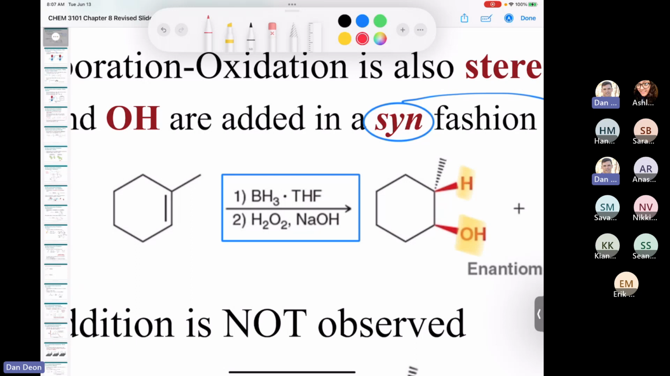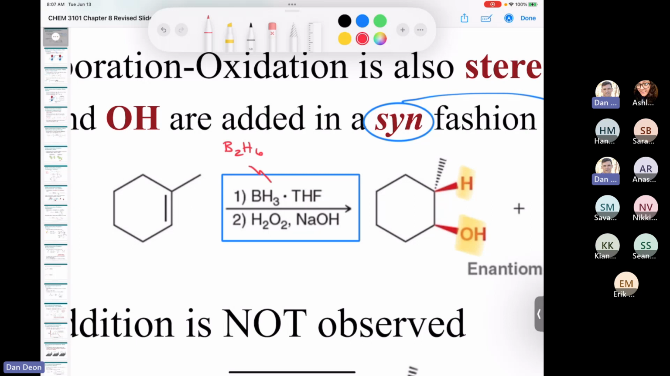I told you that sometimes if you do MCAT study guide materials or ACS study guide, sometimes instead of BH3·THF, they write B2H6, which is called diborane, and it does the exact same thing. And then the second step is hydrogen peroxide and sodium hydroxide. I also told you that you didn't need to know this mechanism.